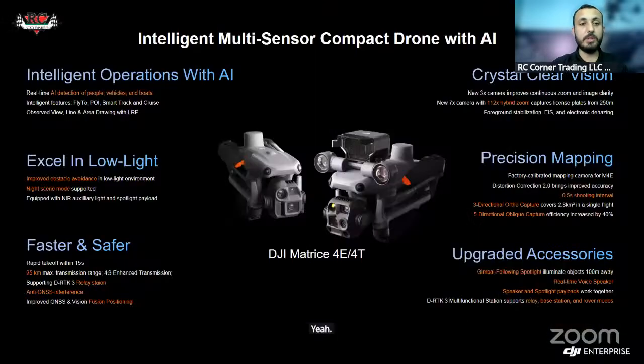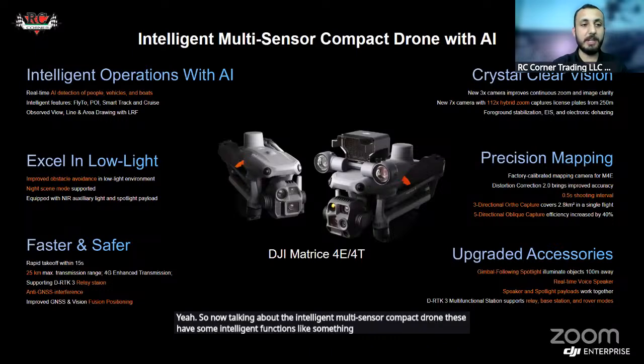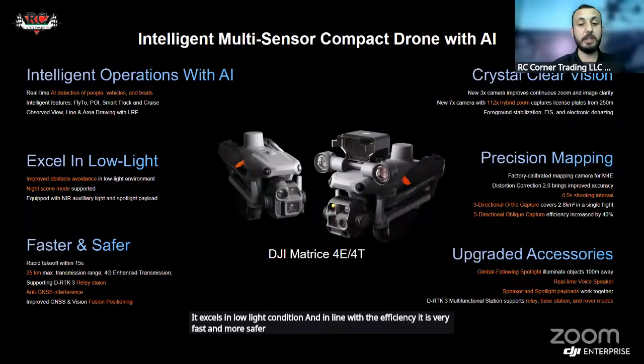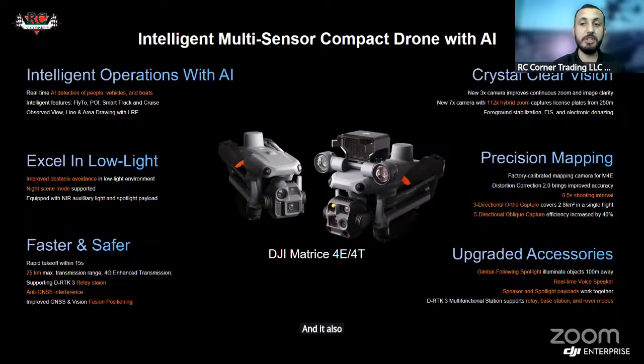Now talking about the intelligent multi-sensor compact drone, it has intelligent functions like built-in AI, operational in line with some industry-specific functions. Also in dark environments such as public safety, the Matrice 4T series excels in low light conditions. In line with efficiency, it is very fast and safer, specifically for precise inspection. It also has crystal clear vision with the zoom capabilities and wide angle sensor.